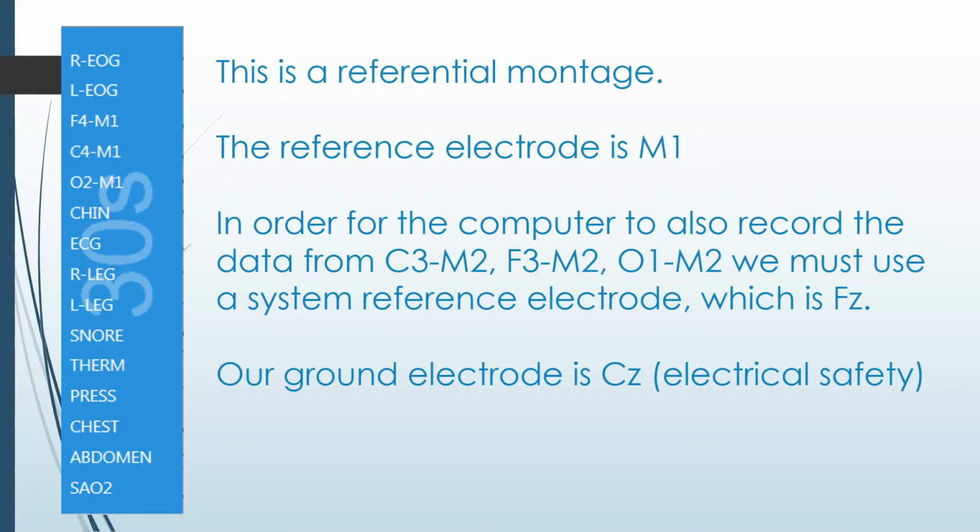This is just reviewing again that these settings here to your left is an example of a referential montage. We use the reference electrodes M1 and M2, and in order for the computer to also record the data from C3 to M2, F3 to M2, and O1 to M2, we must use a system reference electrode, which we talked about already is FZ, and then our ground electrode is CZ, and that's for our electrical safety. Let's go on to our next slide.